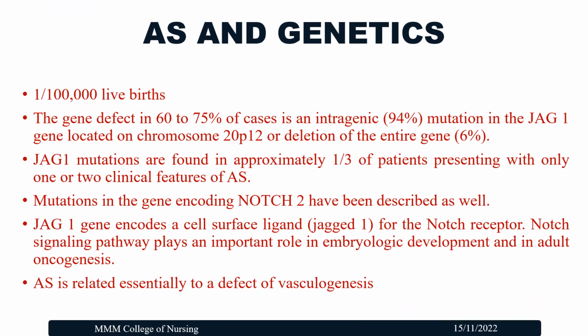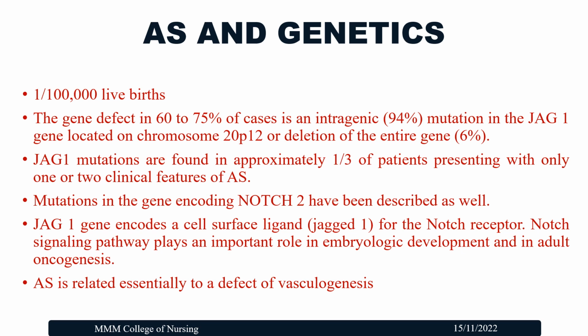Alagille syndrome and genetics. It occurs in 1 per 100,000 live births. The gene defect in 60 to 75% of the cases is an intragenic mutation in the JAG1 gene located on chromosome 20p12, or deletion of the entire gene, which occurs in 6%. JAG1 mutations are found in approximately one-third of patients presenting with only one or two clinical features of Alagille syndrome.